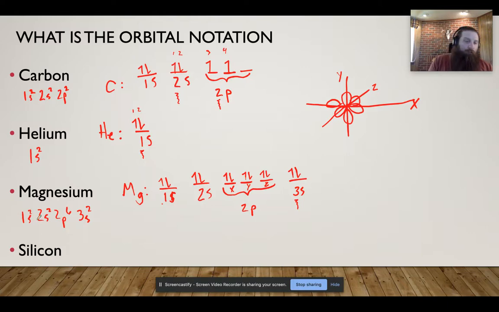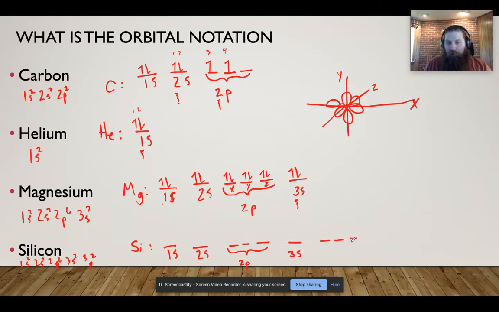Okay, let's do silicon. Silicon is 1s2, 2s2, 2p6, 3s2, 3p2. So we write silicon, 1s, 2s, 2p, 3s, and 3p. I'm going to throw the X, Y, and Z on there just to be particular.